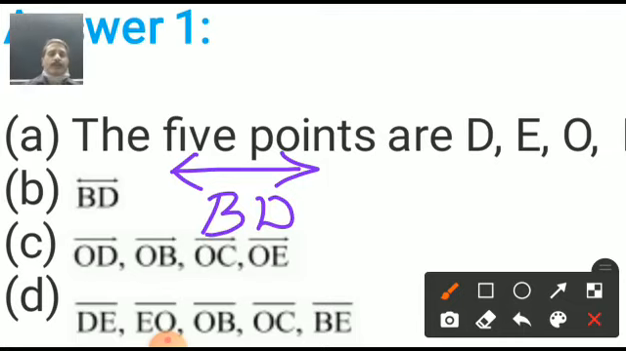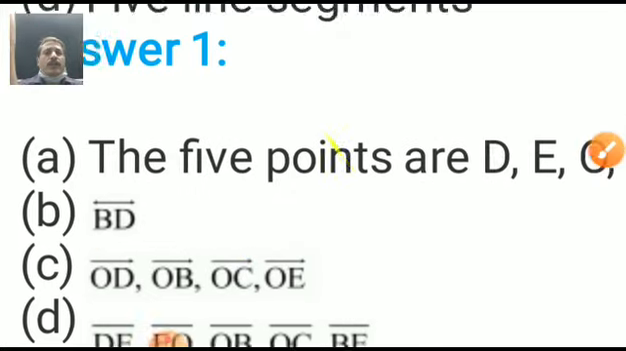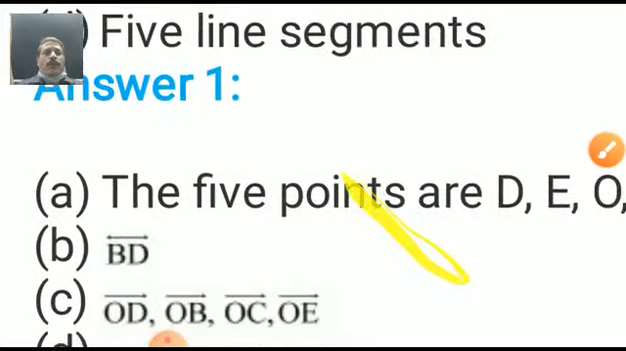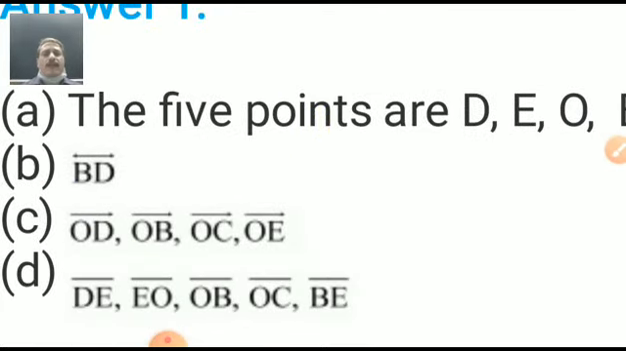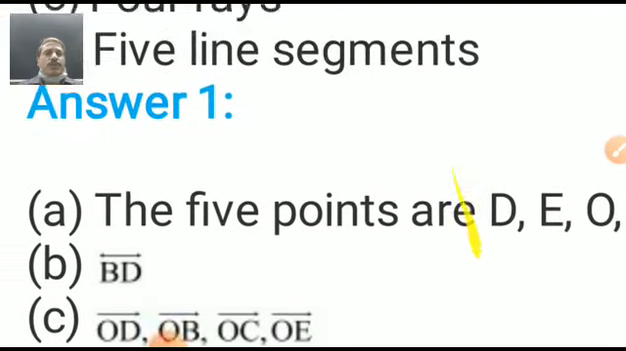Okay, very good. Now look at the third question, C. Question number 1, C, is about 4 rays. A ray has an arrow on one side: OD, OB, OC, OE. So many are there, we wrote only 5 here. What about the next question?